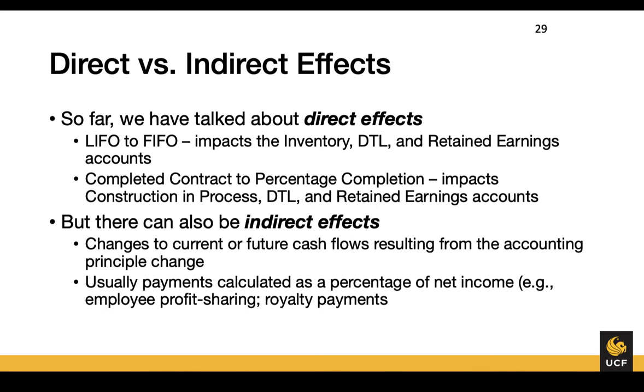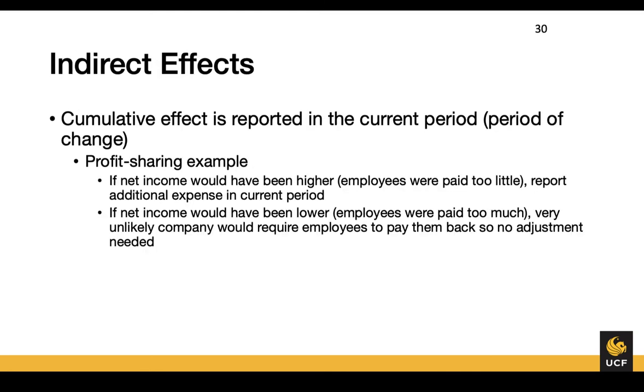There can also be indirect effects when current or future cash flows depend upon the reported financial statements, such as employee profit sharing that is calculated as a percentage of reported income. When there is an indirect effect, the cumulative effect is reported in the current period. Using profit sharing as an example, let's say that last year a company made $100 million and paid out $1 million to its employees as profit sharing. The company then made a change in accounting principle that increased the prior year reported net income to $200 million. Had the company been using that reporting all along, the employees would have received an additional $1 million.